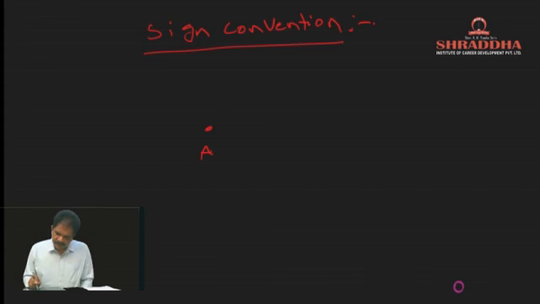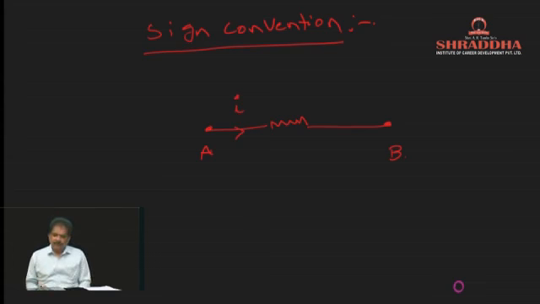What is the sign convention? Here we have to use the sign convention. Here point A is there. Let us assume point B is there. In between, one resistor is there, let us assume. Here current is flowing from A to B. It means A is at high potential and B is at low potential. That's why current is flowing from A to B.